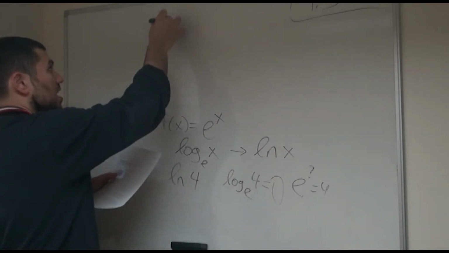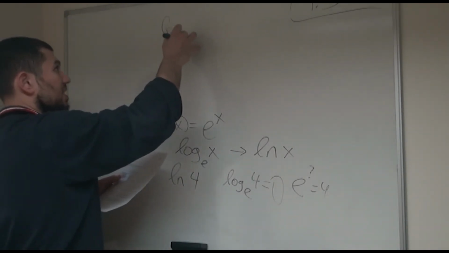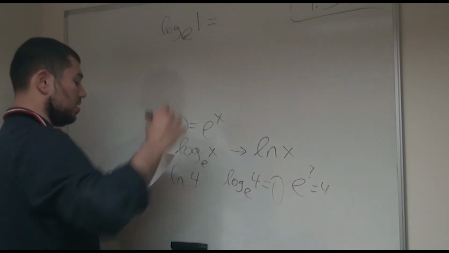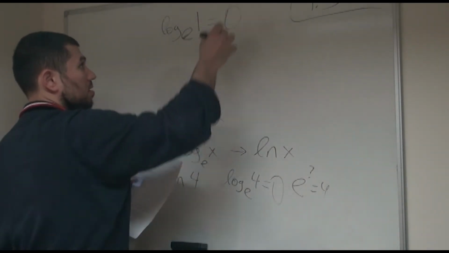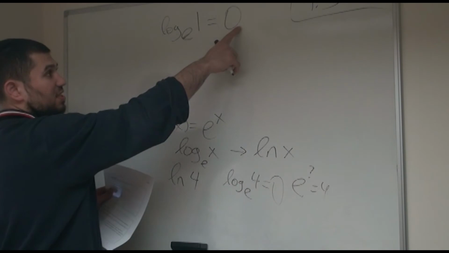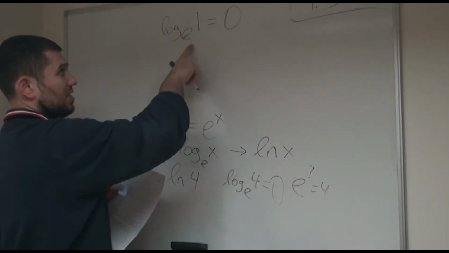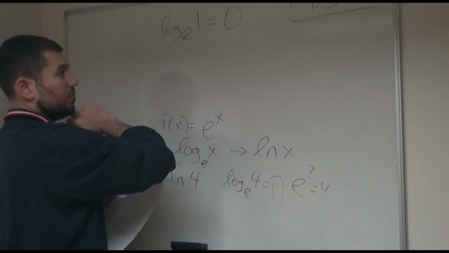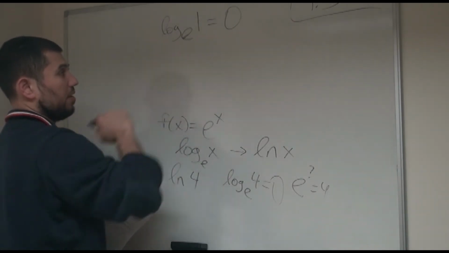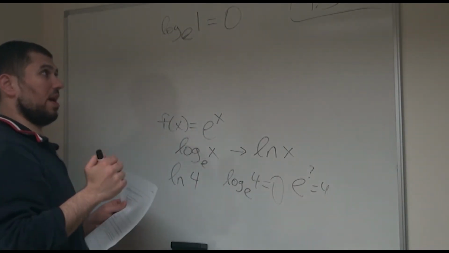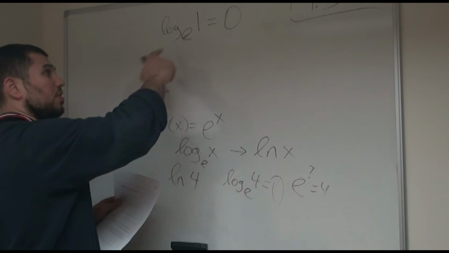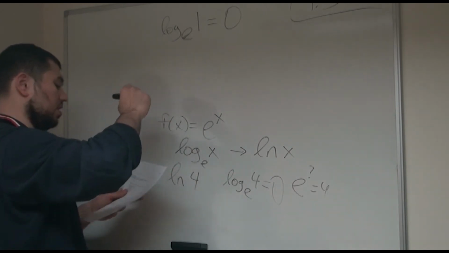You'll see that log to the base e of 1 is 0, because e to the 0 power is 1. This is again asking, e to what power gives me 1? Well, e to the 0 power gives me 1. It's asking for the exponent, and we solve for the exponent.